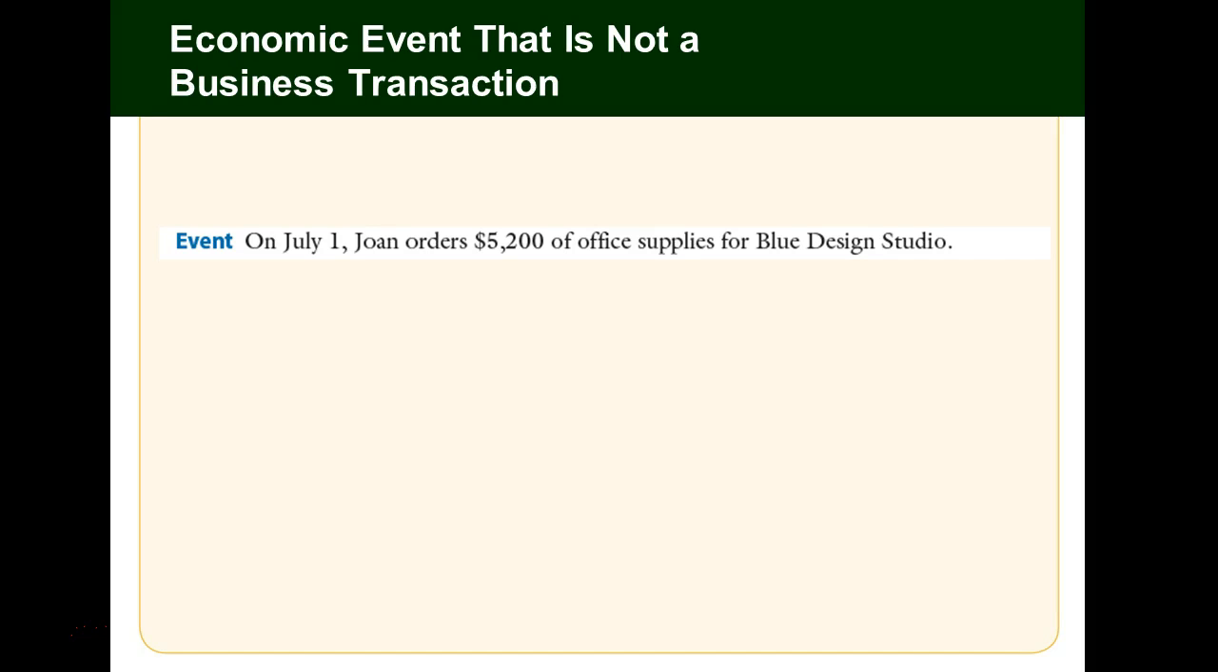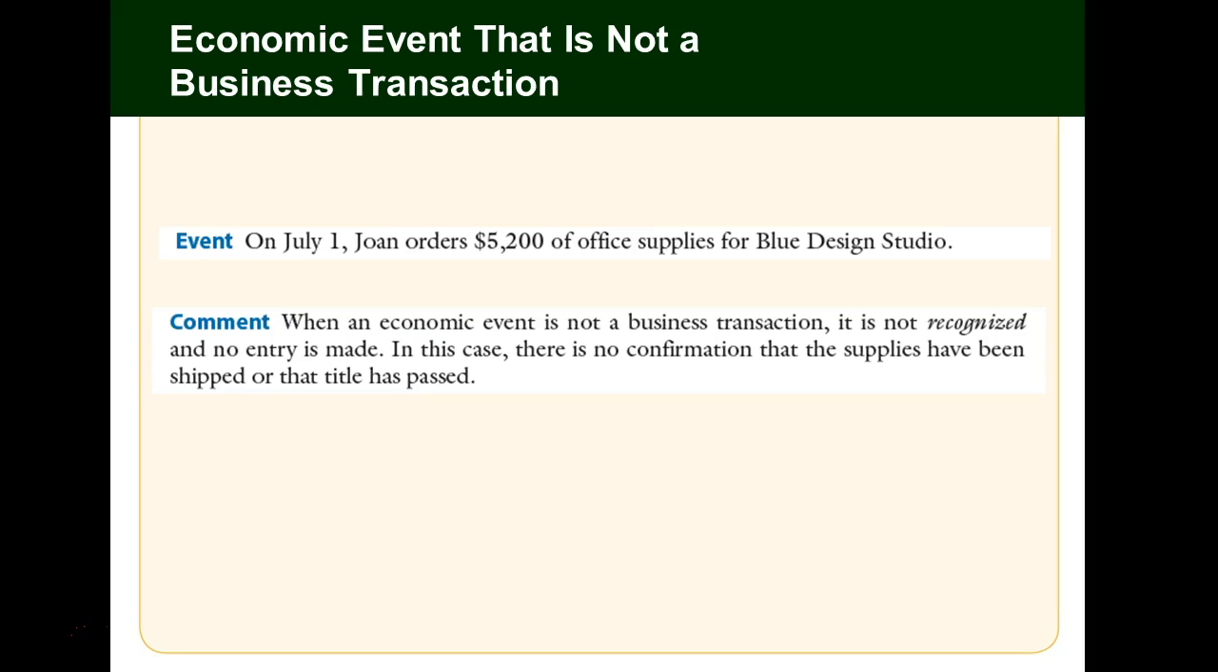Economic event that is not a business transaction. On July 1st, Joan orders. She calls up on the phone and says, I want $5,200 of office supplies. Has a transaction occurred? In this case, they're saying no. Now, I'll tell you, I just ordered $260 of glasses last night from Zenny Optical online. Okay?